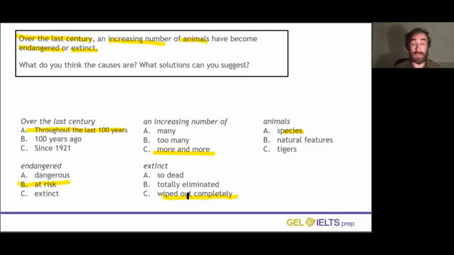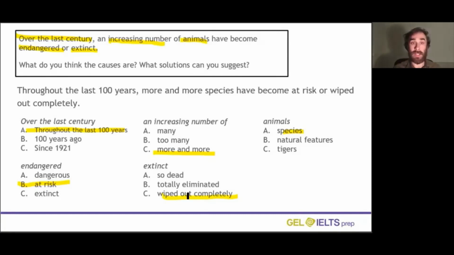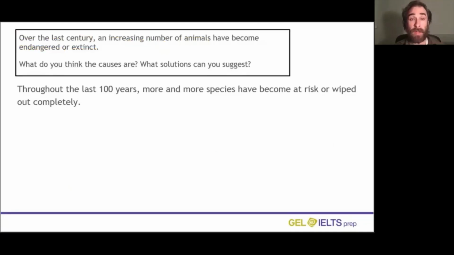So our paraphrasing sentence for our introduction will be, throughout the last 100 years, more and more species have become at risk or wiped out completely. See how the structure is pretty much the same as the question, but we've changed some of the keywords. So this paraphrase sentence will be the first sentence in our paragraph because it paraphrases the question and it gives background to the topic of this essay.